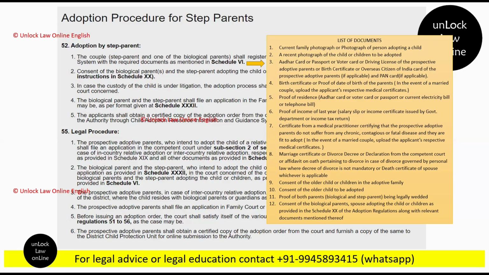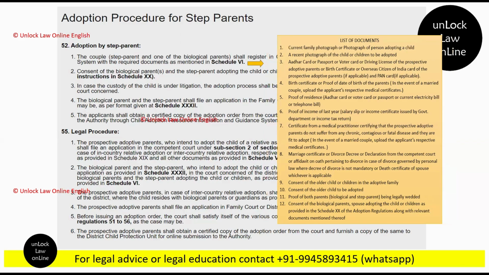Consent of the older child or children in the adoptive family, consent of the older child to be adopted, proof of both parents, that is biological and step parent, being legally wedded, consent of the biological parents, that is spouse adopting the child or children, as provided in Schedule 20 of the adoption regulation along with the relevant document mentioned thereof. So for the format, you can refer to Schedule 20. So these are the list of documents that are to be produced before the consent authority for the adoption procedure.